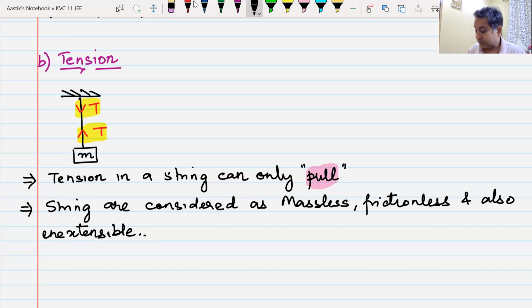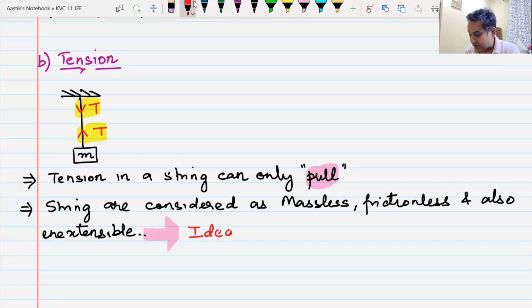Now in practice, whenever you attach a block by a string, there is some extension in the string. Even if it is a very tough or strong string or rope, very strong, it will stretch somewhat. But in our consideration, what we are going to take is that the strings are going to be massless, strings are going to be frictionless, and strings are going to be inextensible. Such strings are known as ideal strings.